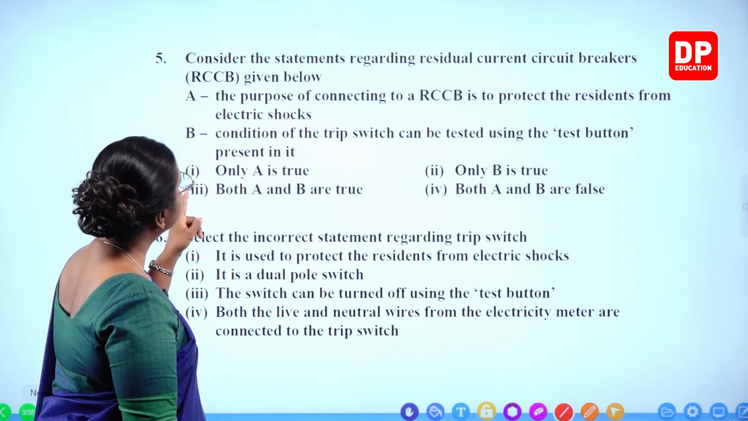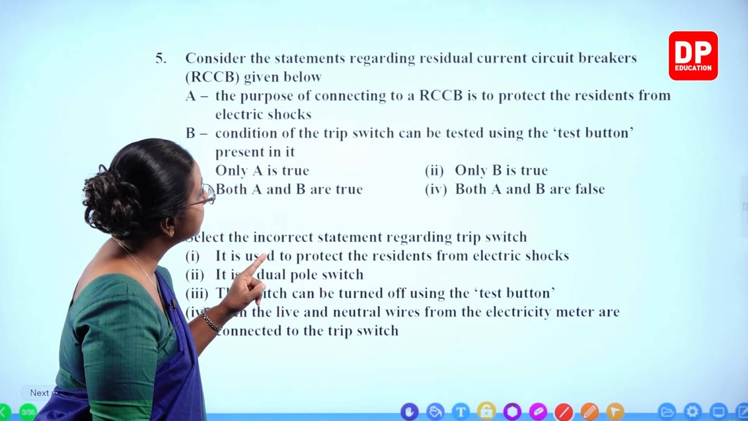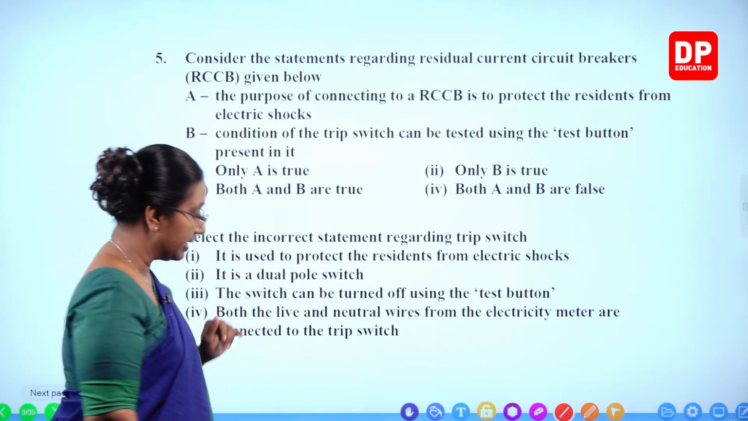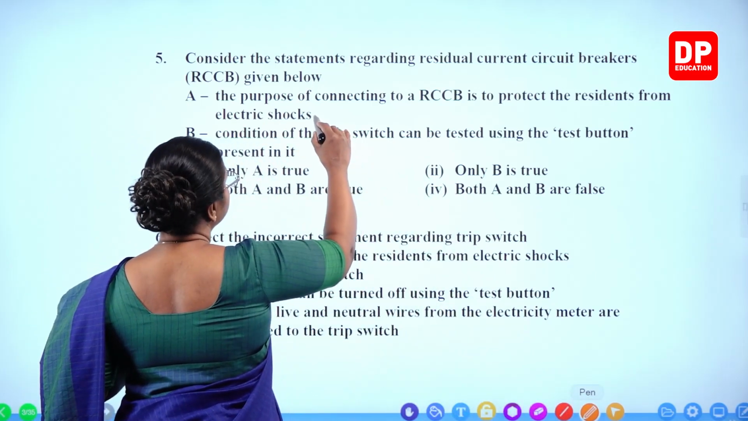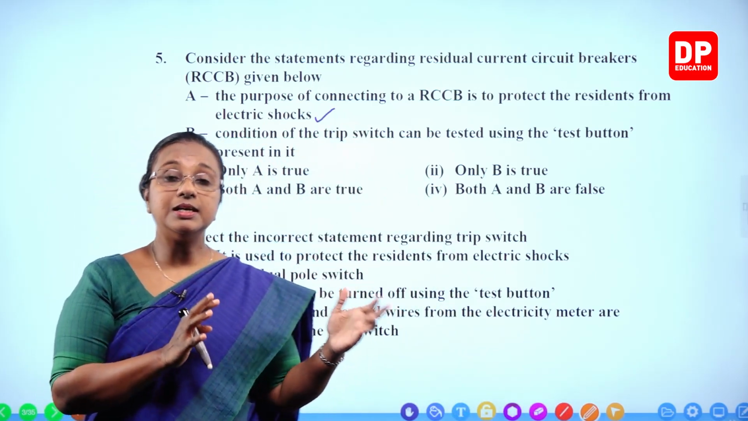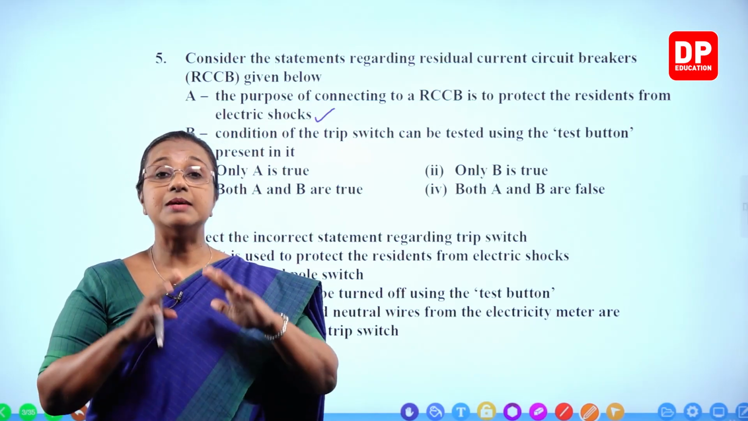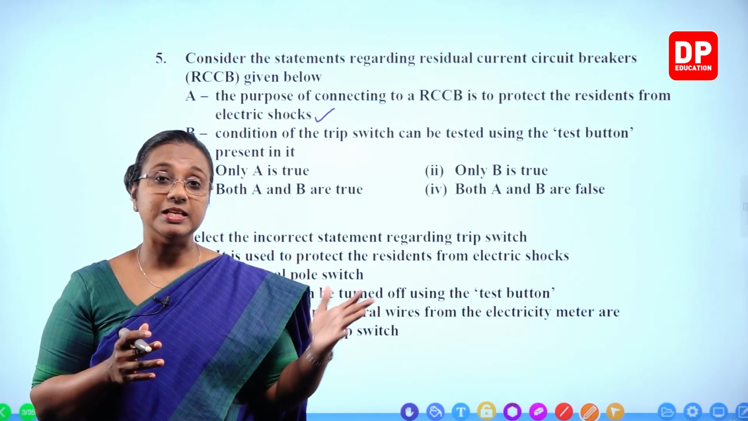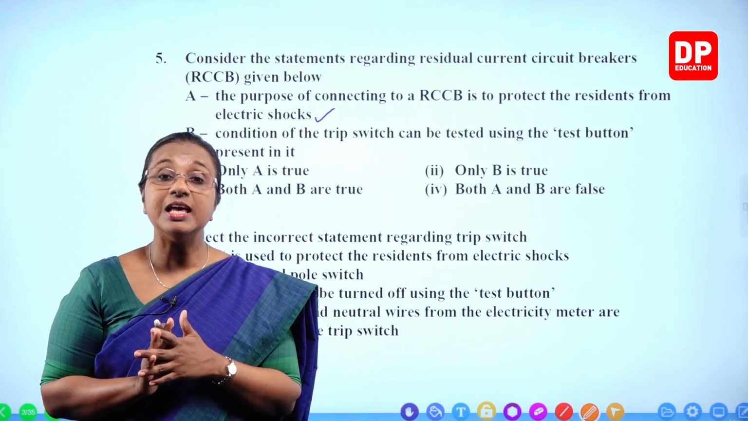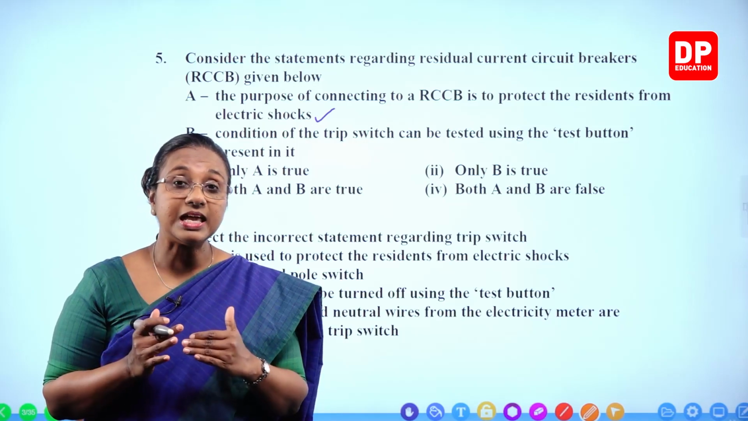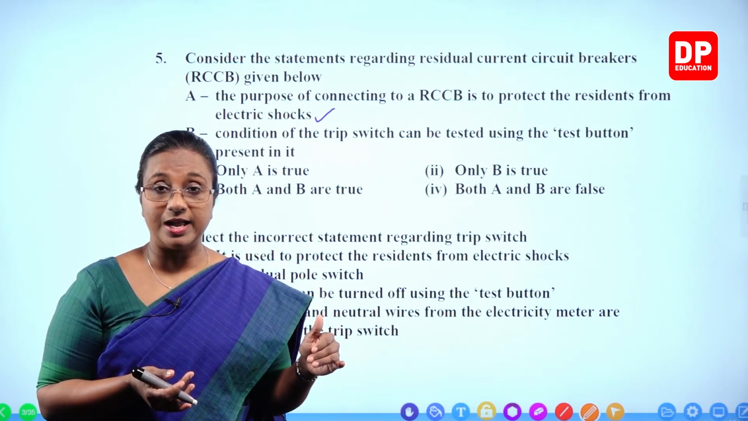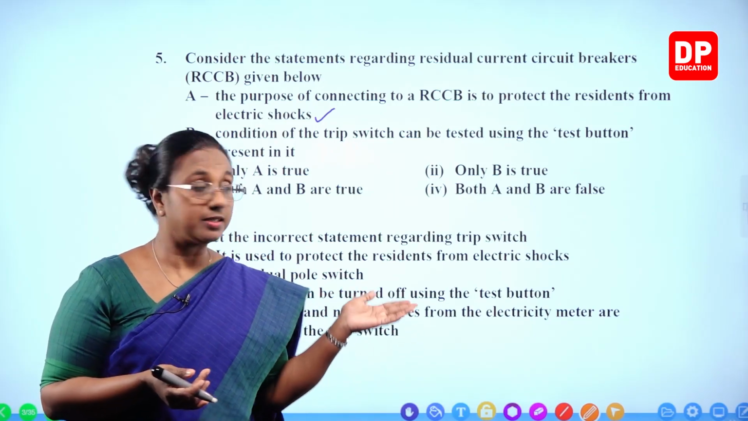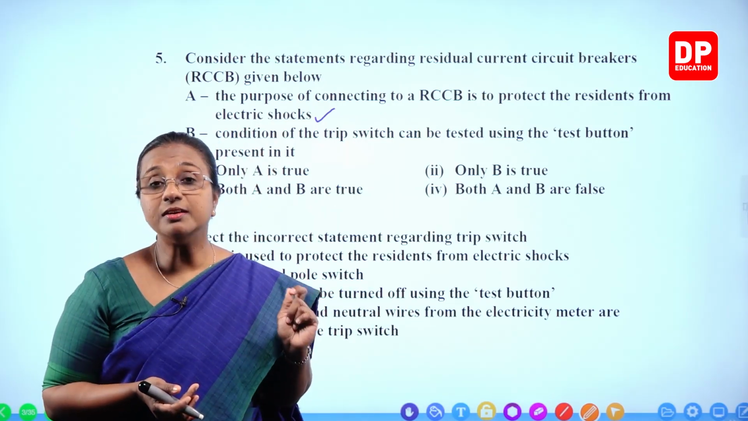Statement A, the purpose of connecting to an RCCB is to protect the residents from electric shocks. That is correct, because in the earlier electric appliances, the metal casing is there. Sometimes there is a possibility of electricity leakage to the metal casing. But the metal casing is connected to an earth wire, and that is earthed. At the same time, it is connected to the RCCB or the trip switch.